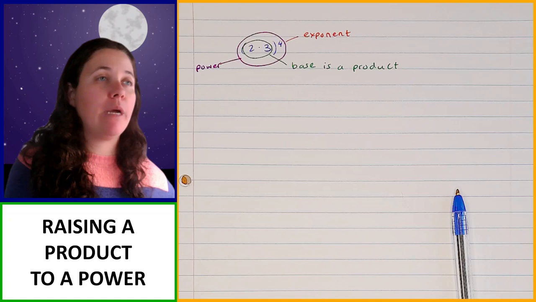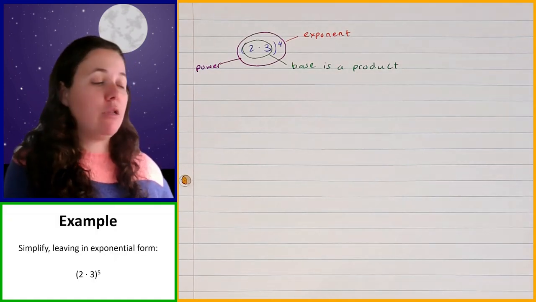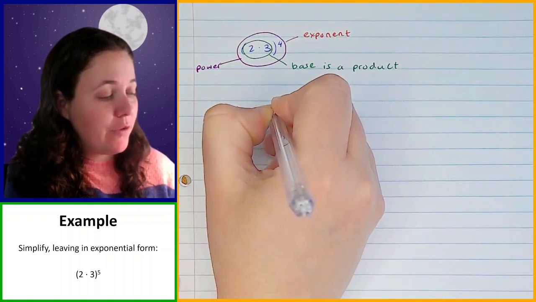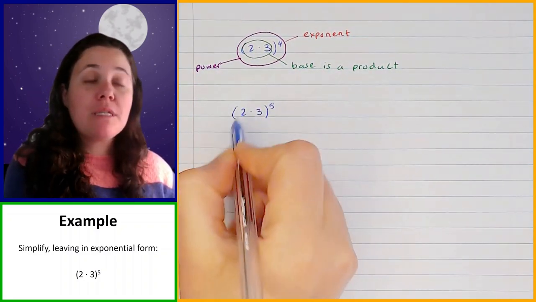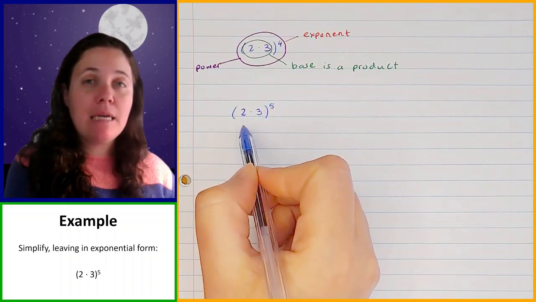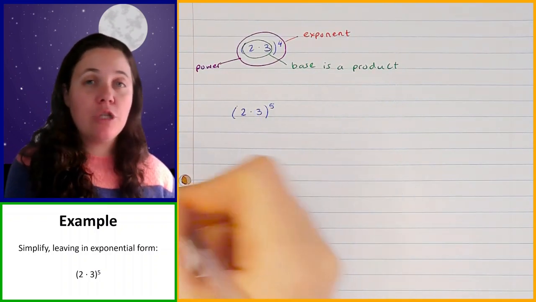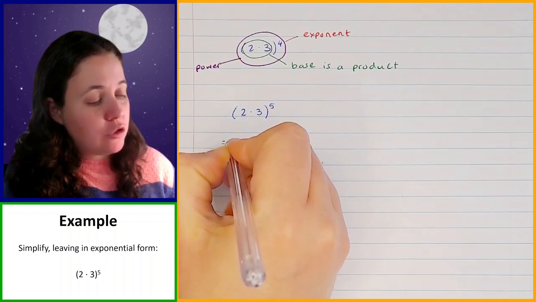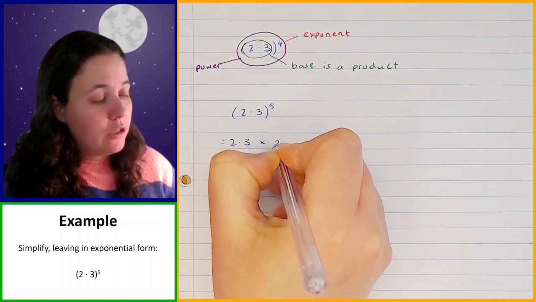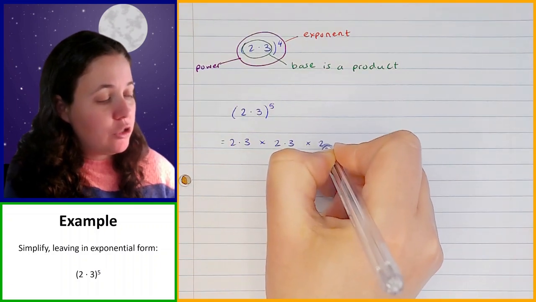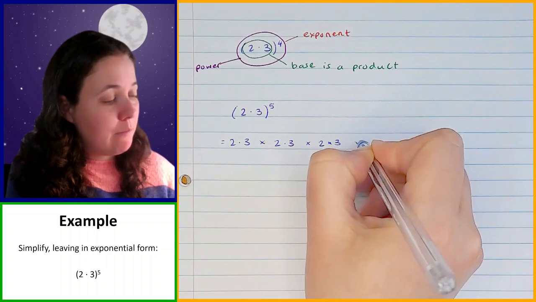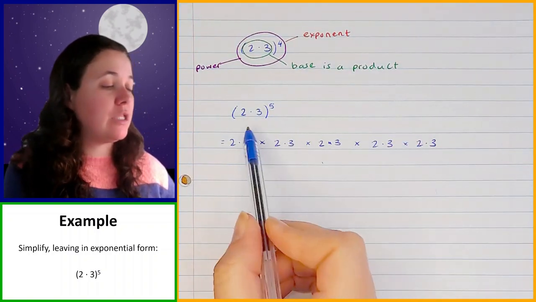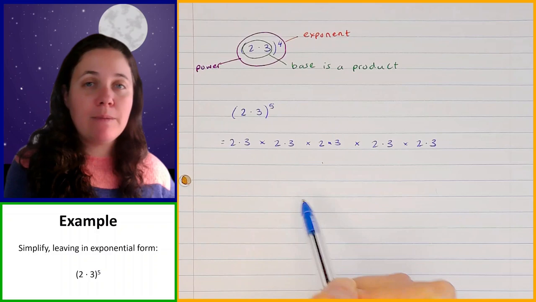Okay, so let's have a look at an example where we're actually going to work with it. So in this example, it's similar to the one that I just showed you. It's 2 times 3 in brackets, but it's raised to the power of 5. Okay, so what this means, what any power means, is I take the base and I multiply the number that the exponent tells me together. So I've got 5 of the 2 times 3s that I'm going to be multiplying together. So that's what this is equal to. 2 times 3 multiplied by 2 times 3 multiplied by 2 times 3 multiplied by 2 times 3, and then the last one multiplied by 2 times 3. Okay, so that is what this means. I've got 5 2 times 3s that have been multiplied together.